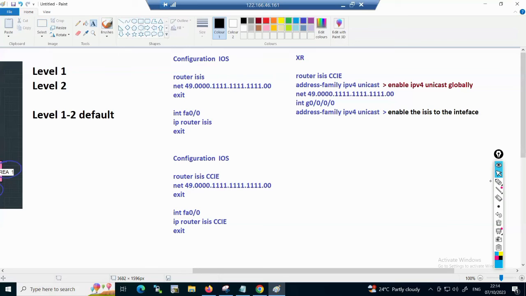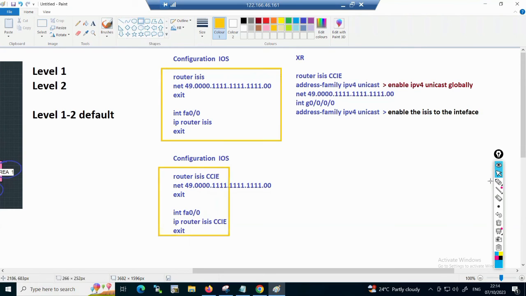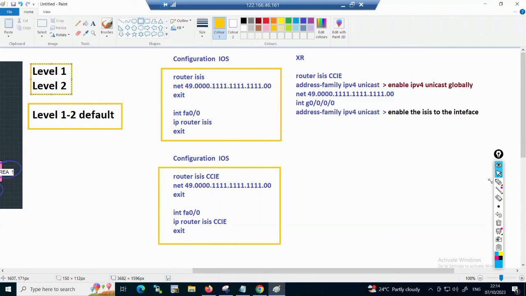So the only basic difference is what? You can enable the ISIS without a tag. That's configured as a null. And with a tag, that's called an ISIS tag value, CCIE. Default behavior is level 1 and level 2. If you want, you can change it to level 1 or level 2, depending on the requirement.